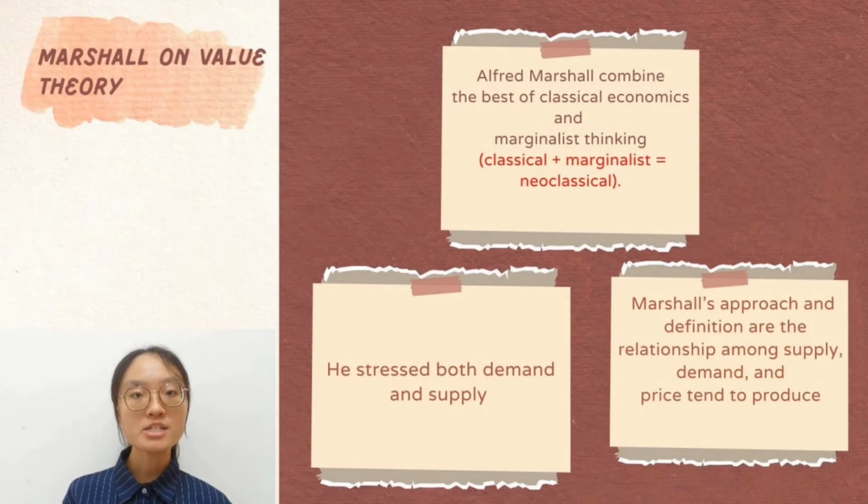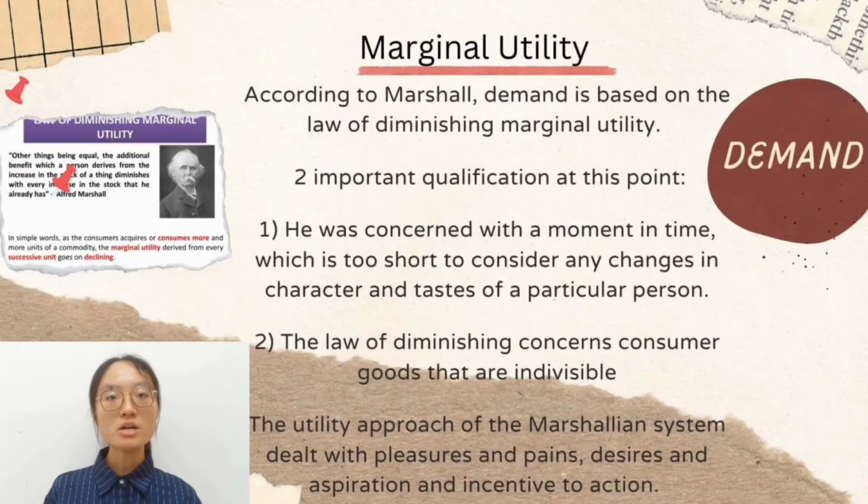The implication of Marshall's approach and definition is interesting: the relationship among supply, demand, and price tends to produce certain results if they are allowed to work themselves out, but society can influence the outcome if it so desires. According to Marshall, demand is based on the law of diminishing marginal utility.